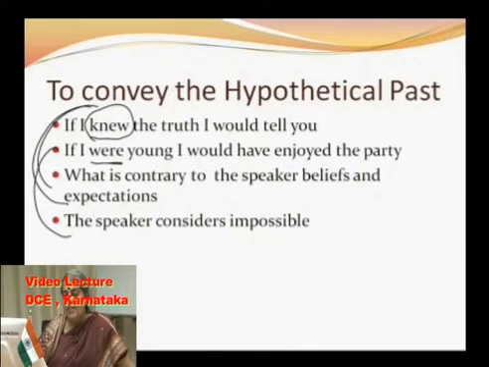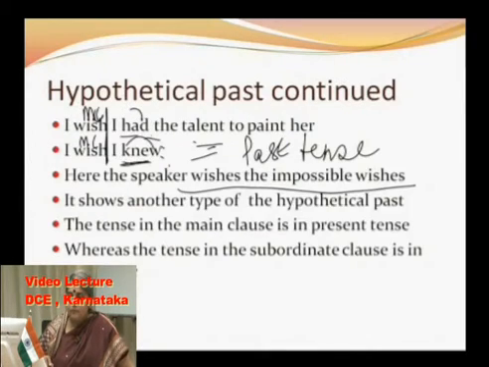The second one is, if I were young, I would have enjoyed the party. Now the speaker says that if he was young, he would have enjoyed the party. It talks about something very, very impossible. Now I have given you the second set of examples.